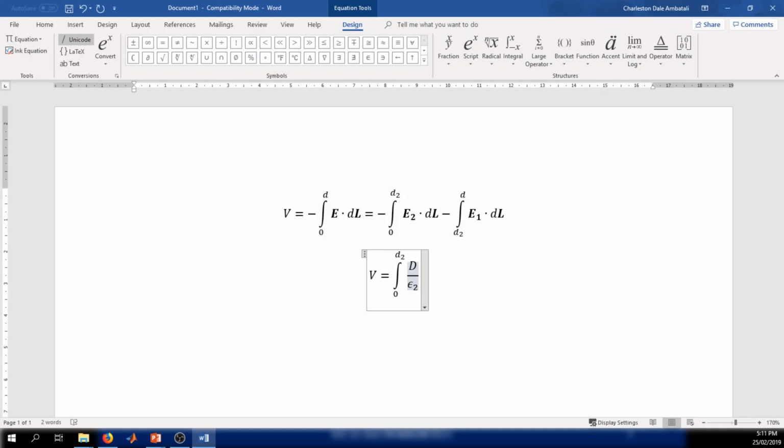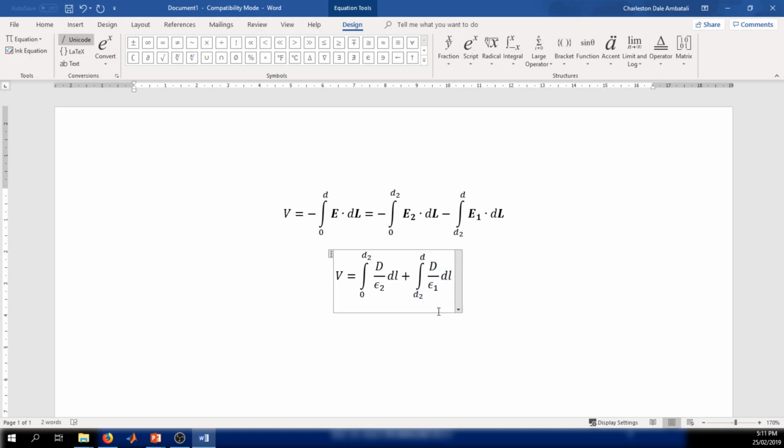The permittivity due to your dielectric 2, dl, okay, plus the same here, but the dielectric now is E1, so the electric field 1 is D over E1, and that is from D2 to D.